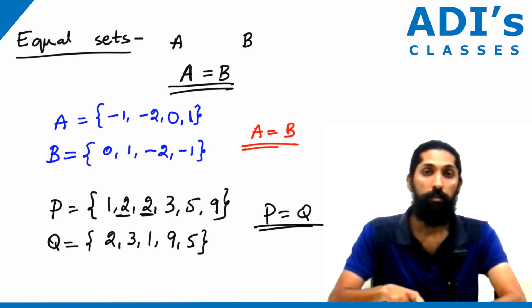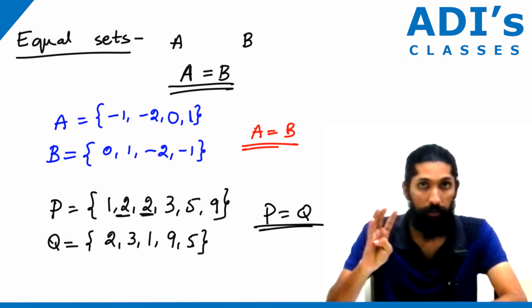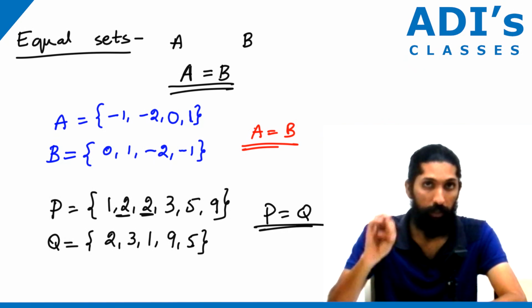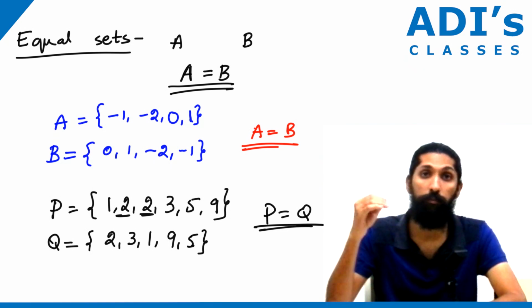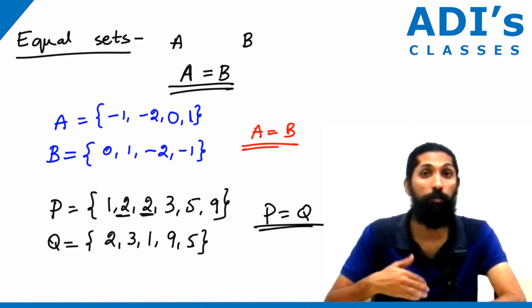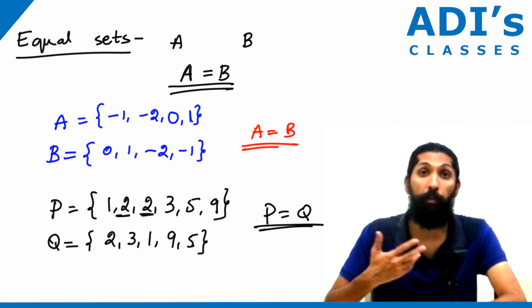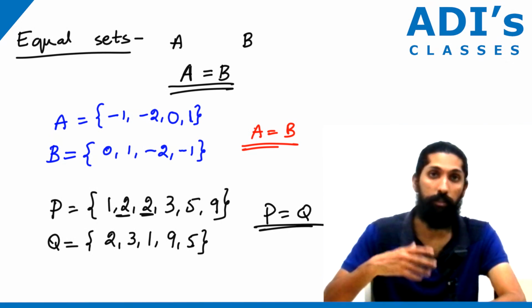Fair enough? So these are the types of sets we have: an empty set or a null set, then finite, then infinite, and the last one, equal sets. In the next video, we'll discuss a few more things: what is a subset, what is a universal set, and what is the power set. All these things we'll discuss in the next video.